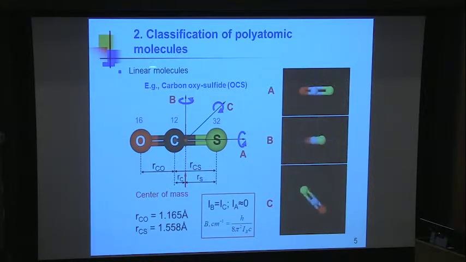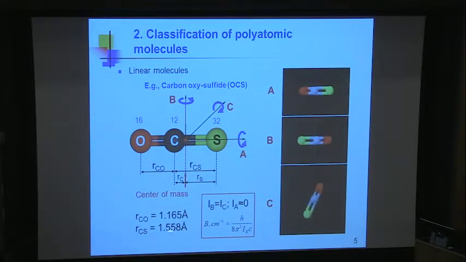Simple case of a linear molecule, carbon oxysulfide. So here's our linear molecule, and because it is asymmetric, it'll have a dipole moment, and therefore is going to be microwave active. Here are the masses of the atoms. Here, sulfur is the heavy one. Here's the center of mass. The A-axis is along the stick. The B-axis is perpendicular, and then C-axis perpendicular.